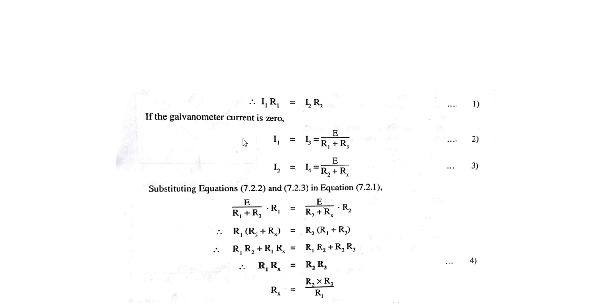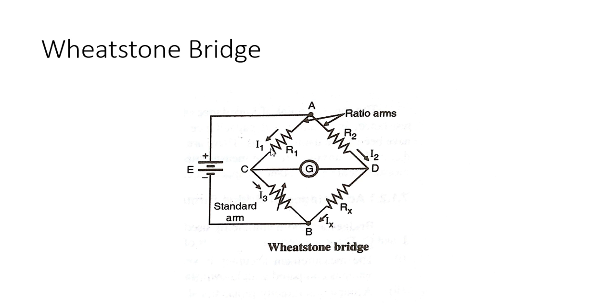Now if the galvanometer current is 0 at balance condition, I can say that I1 is equal to I3. See here, this I1 is equal to I3, because we are considering that no current is flowing from point C to point D. So whatever current is flowing towards this point C will be equal to the current leaving point C.